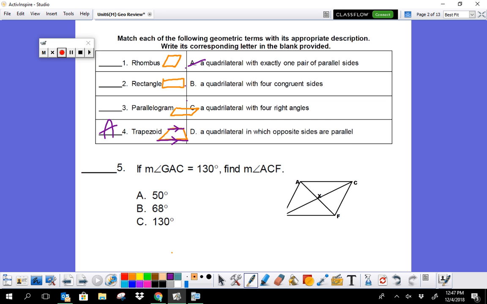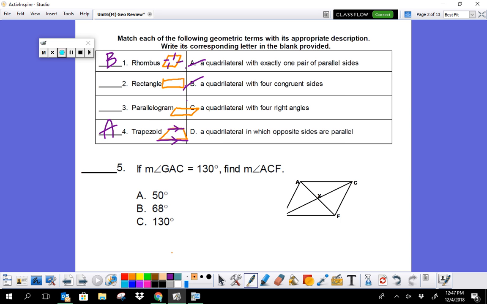B, a quadrilateral with 4 congruent sides. Okay, so a rectangle and a parallelogram, those have all different sides, but a rhombus, all 4 sides are congruent. So that's going to be B.